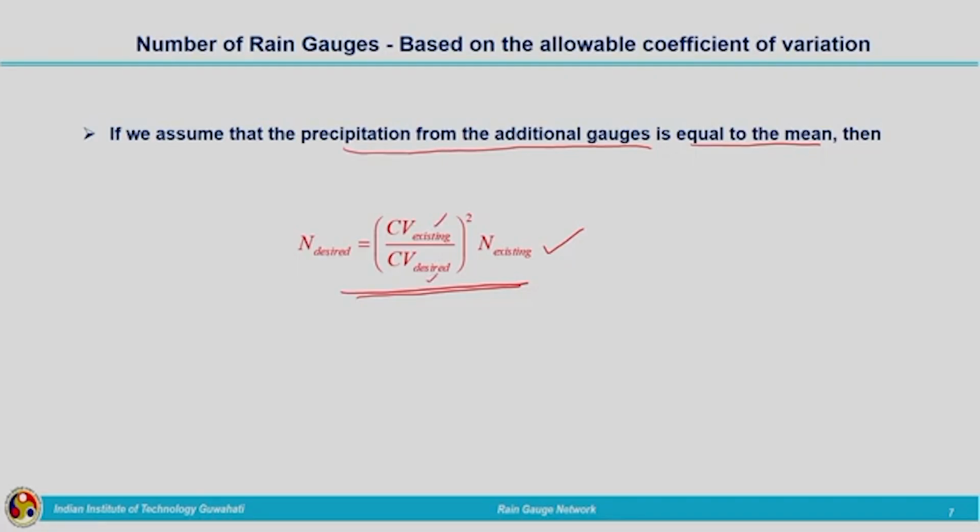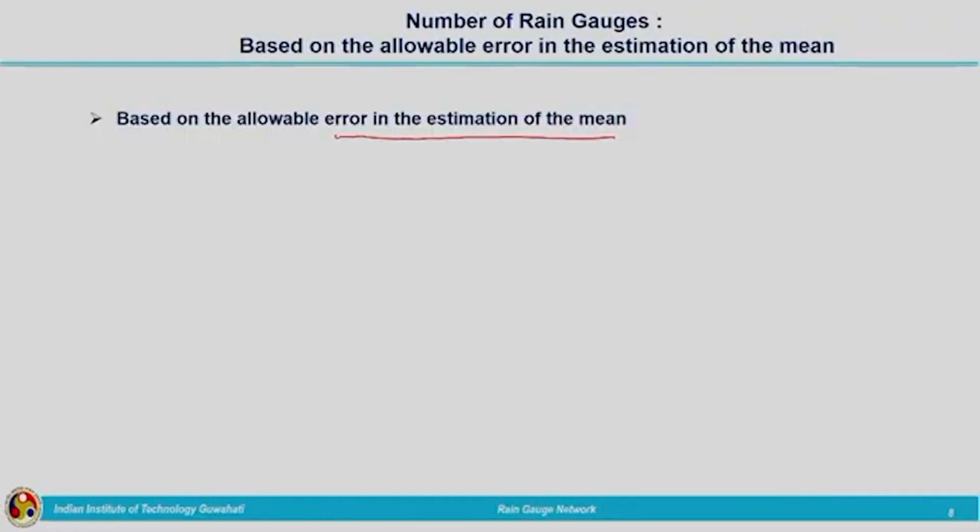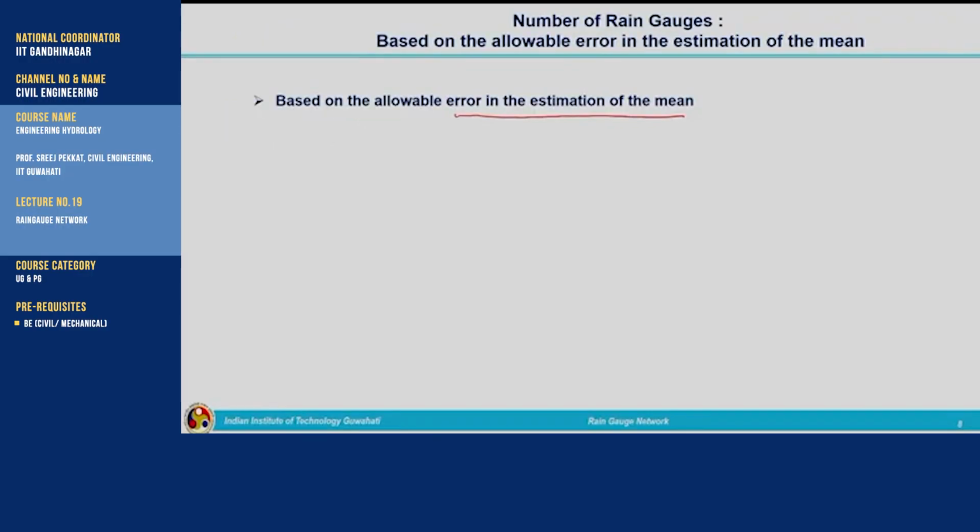So, you can see N desired is the expected number of rain gauges to be present in a particular area. There is a certain number of rain gauges already existing. So, the desired number we will be calculating by using this formula. N desired minus the existing number will give you the extra number of rain gauges which need to be provided in a particular area. Now, let us move on to the second method, that is based on the allowable error in the estimation of the mean.